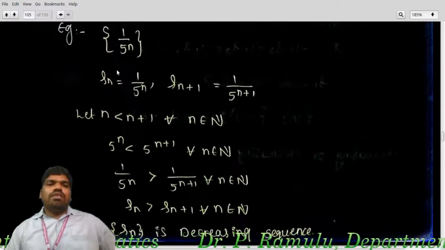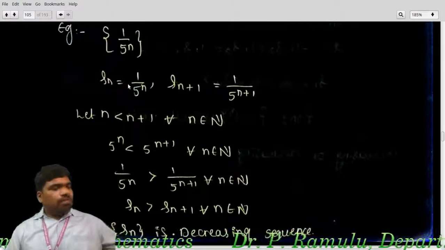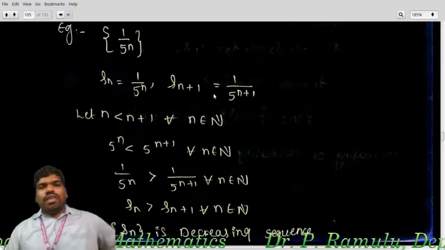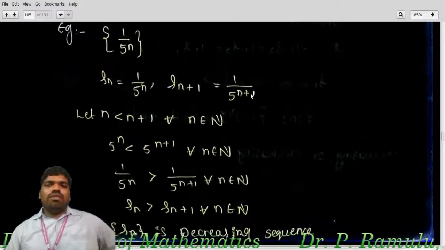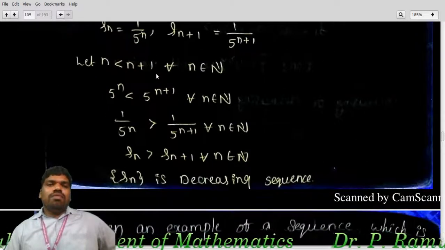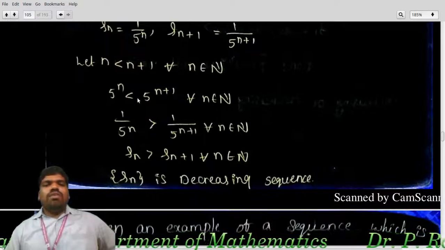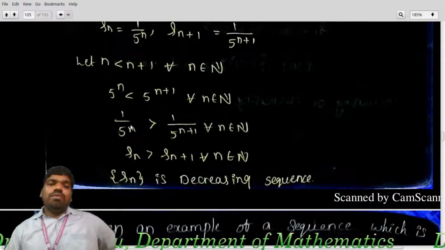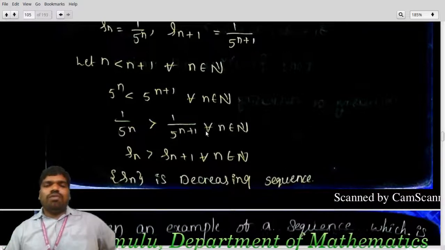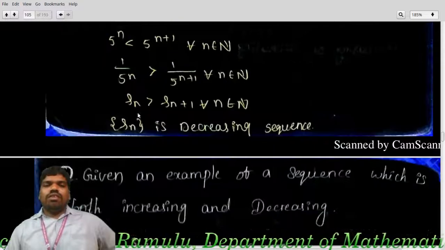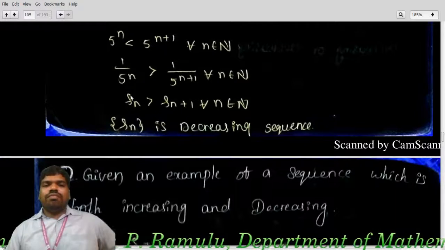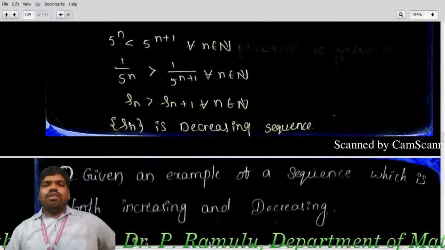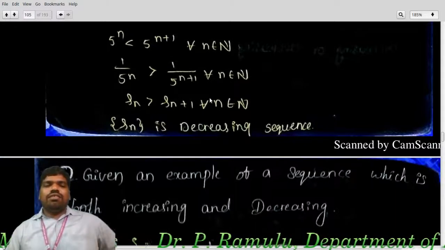1/5ⁿ. Sn = 1/5ⁿ, Sn+1 = 1/5ⁿ⁺¹. n is less than n+1 for n belongs to N. 5ⁿ is less than 5ⁿ⁺¹ for all n belongs to N. 1/5ⁿ is greater than 1/5ⁿ⁺¹ for all n belongs to N. This is nothing but Sn, this is nothing but Sn+1. Therefore, Sn is a decreasing sequence.